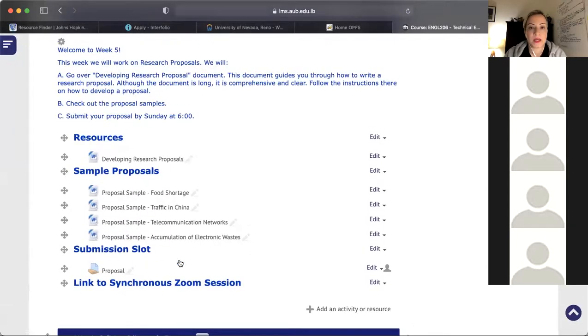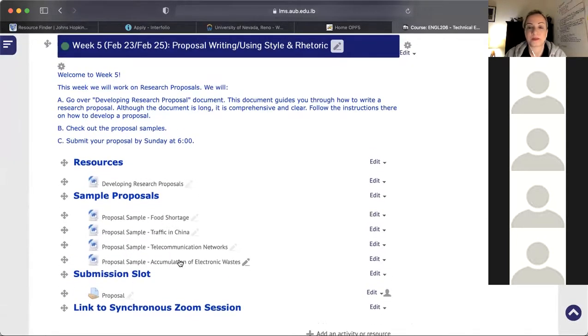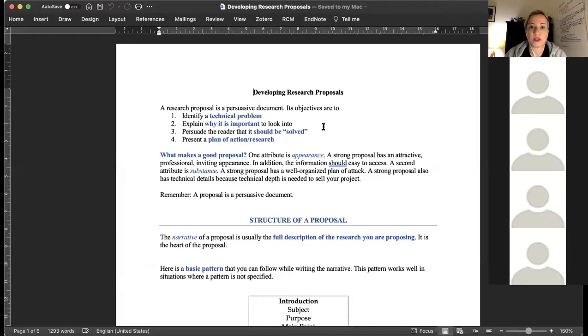Okay? Any questions so far from anybody? Any concerns? Okay, so I am going to share with you right now how the document talks about how to develop a research proposal. We're going to go over this, and if at any point you have a question about this, please unmute yourself and ask your question at any time. Don't worry about interrupting me.